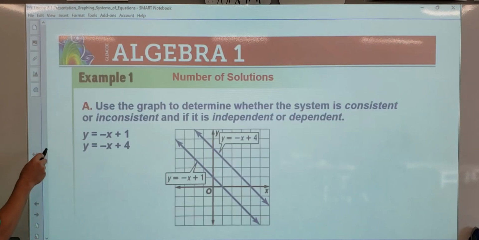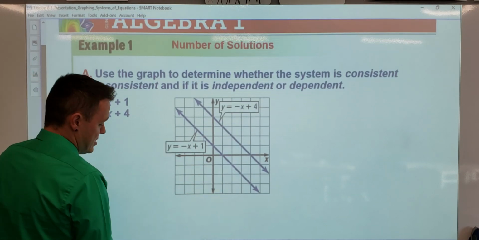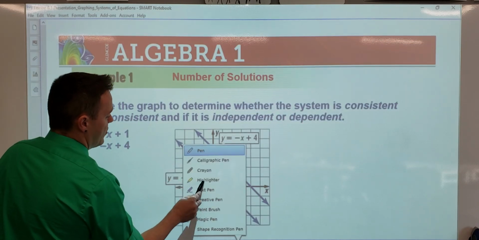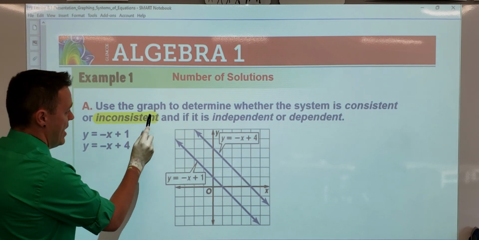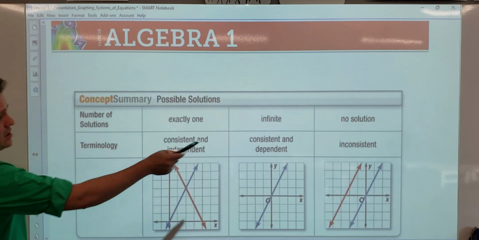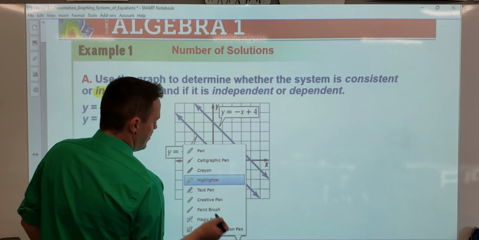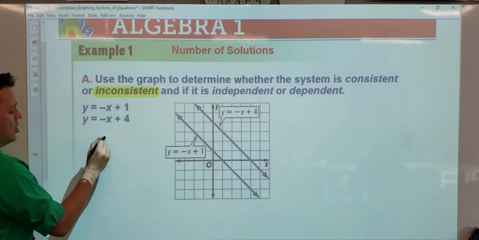Okay, so first and foremost, what type of graph is this? Well, if it's two parallel lines, based on what we just said, this would of course be an inconsistent graph. Okay, go back here to check. Inconsistent, there is in fact no solution. So if you want to write that down as well, you can. No solution.